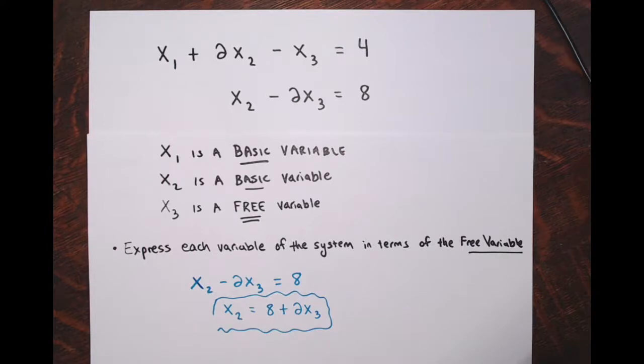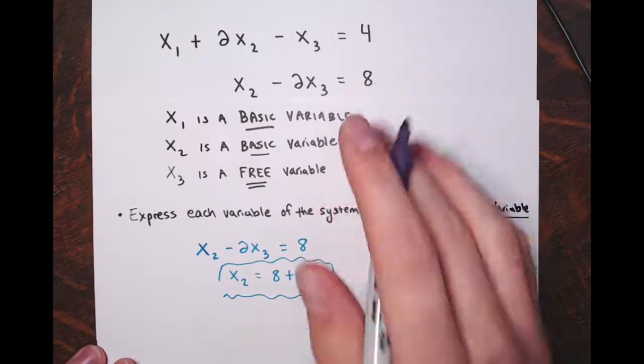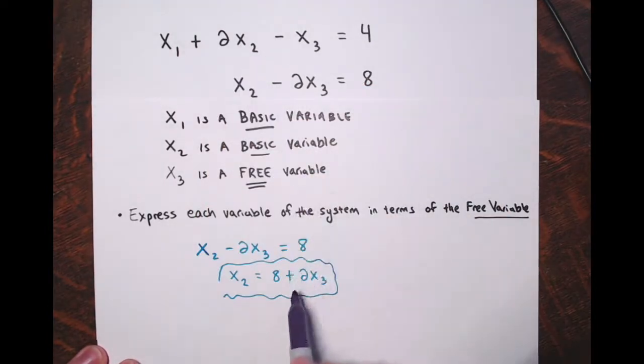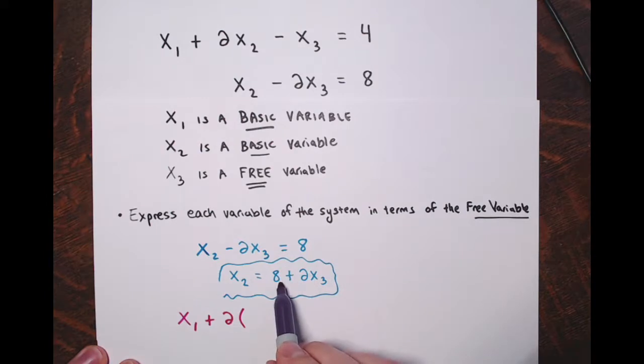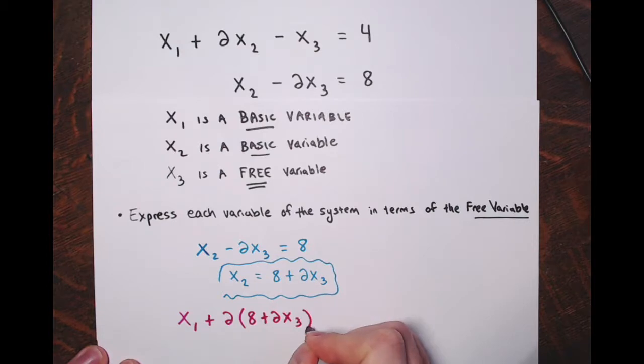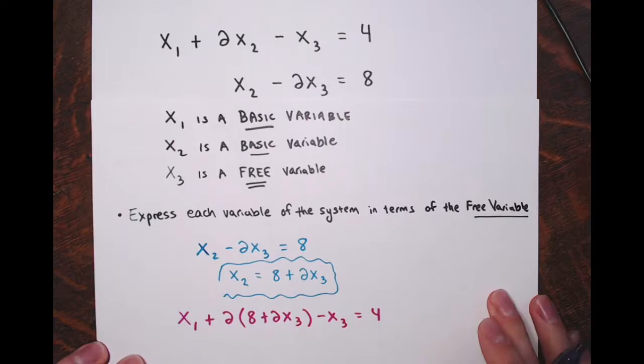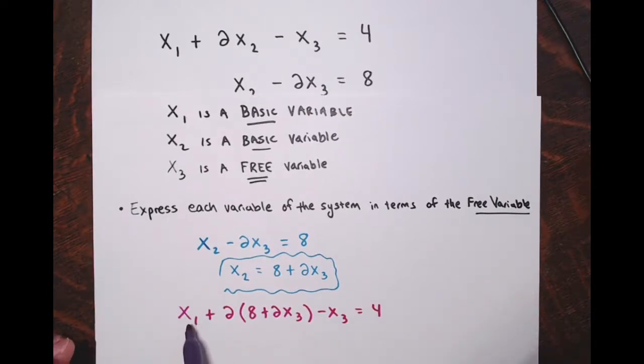And then noting this, and looking at the first equation, I'm going to replace x2 with this 8 plus 2x3, and we have x1 plus 2 times x2, but x2 in terms of the free variable is 8 plus 2x3. Right, and then we have minus x3 equals 4. And now you see I can express the other basic variable, I can express x1 in terms of x3. I can express the basic variables in terms of the free variables.